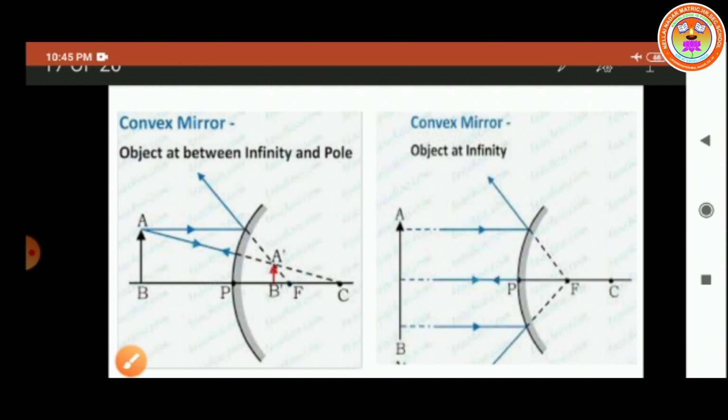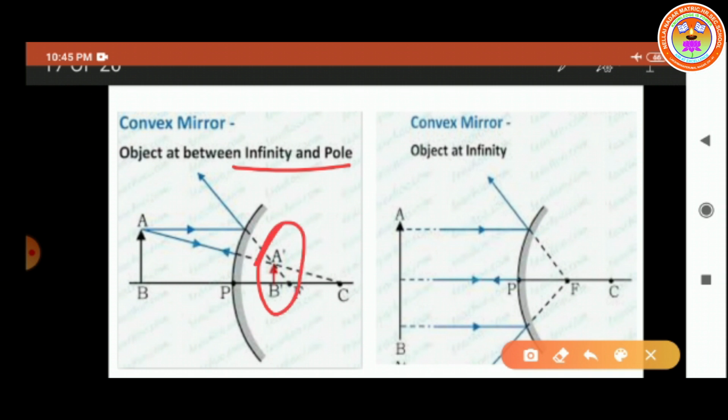Suppose the object is located between infinity and the pole of the mirror. Then it forms the image between the principal focus and the pole of the mirror. So it gives us a virtual image and also erect.